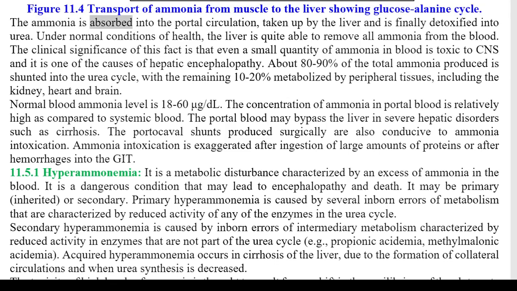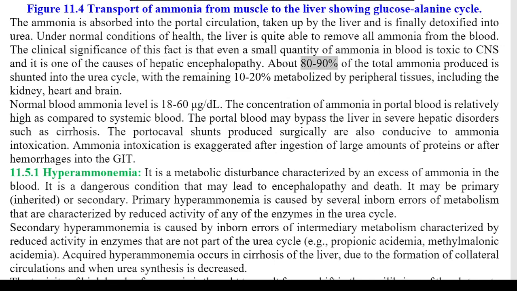The ammonia is absorbed into the portal circulation, taken up by the liver and is finally detoxified into urea. Under normal conditions of health, the liver is quite able to remove all ammonia from the blood. The clinical significance of this fact is that even a small quantity of ammonia in blood is toxic to the CNS, and it is one of the causes of hepatic encephalopathy.